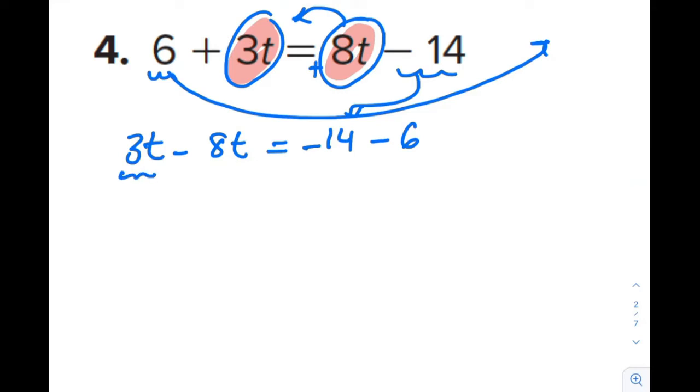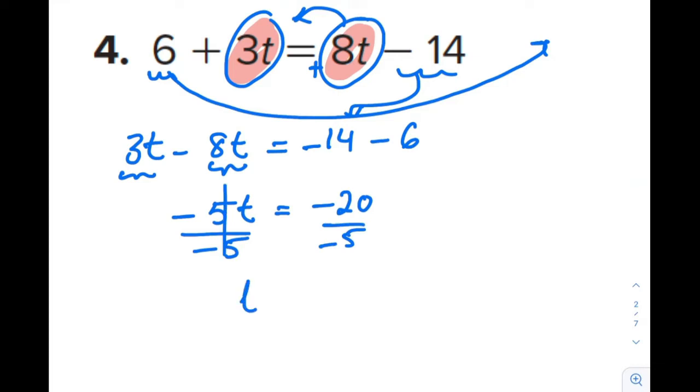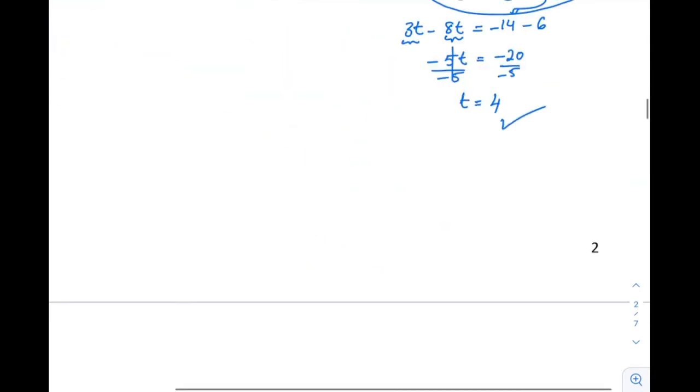Now 3t minus 8t is negative 5t equals negative 14 minus 6 is negative 20. Same signs, we add. We divide by negative 5, divide by negative 5, so t is 4. This is the solution. We have here one solution. Great.